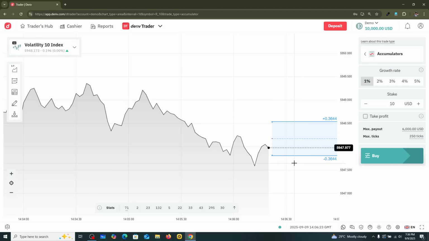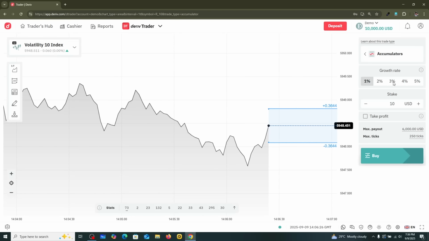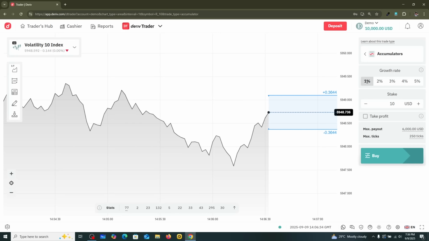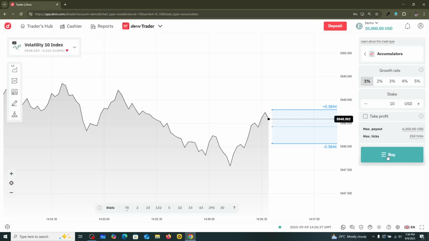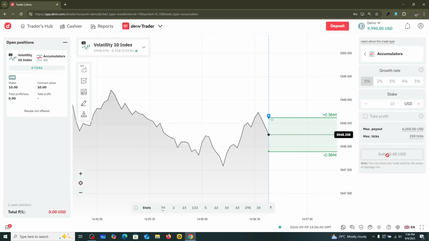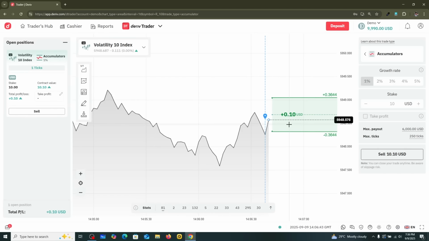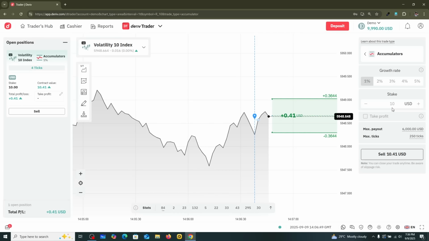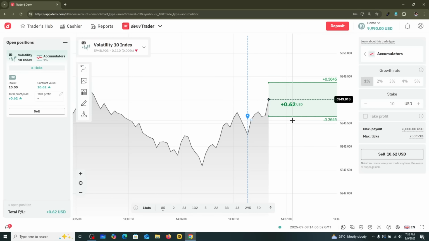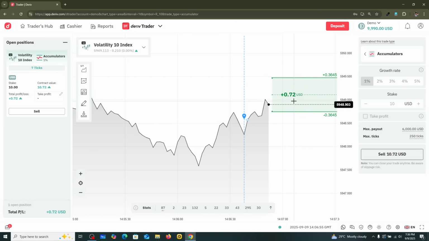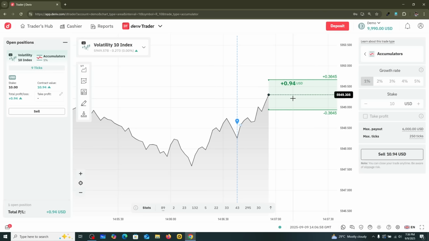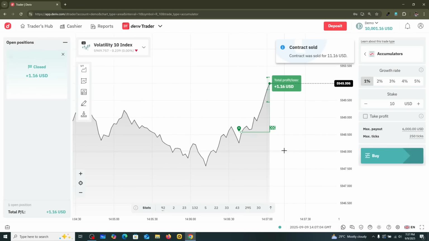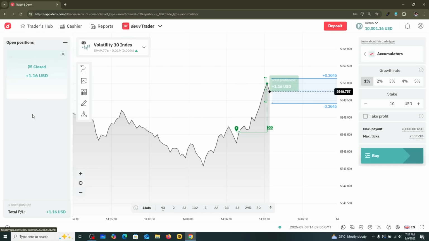Let me explain with an example. Here I am going to buy one, select 1% and buy it. Now you can see that after every tick, every second, we are getting 1% of the total stake, and it is accumulating. We have made 0.83 profit right now. Now it is almost $1, so we can sell it. There is no time limit. So you can see we have made $1 from here.